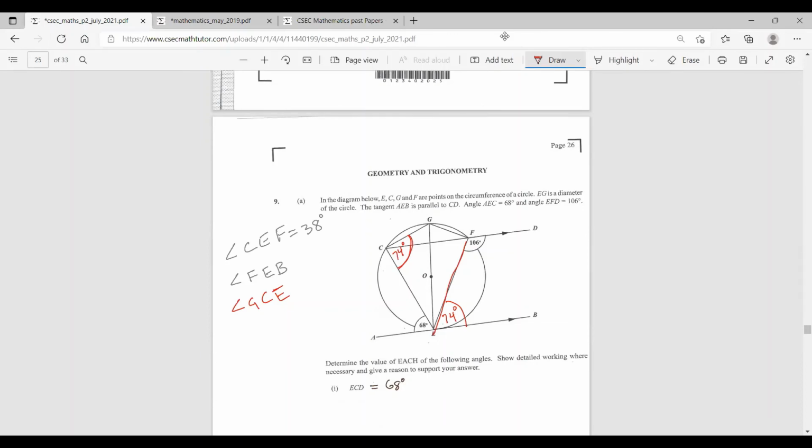So how much was here? 22. And how much was here? When we add up all these four parts, what are we supposed to get? 180 degrees, which we do get when we add it up. So that tells us that we are correct.